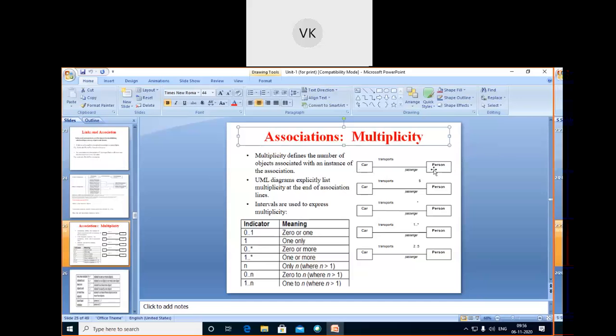For car, person is a passenger. A person can transport the car here. Like that, there is a relationship. And you see multiplicity.